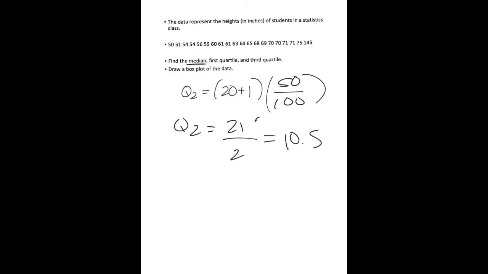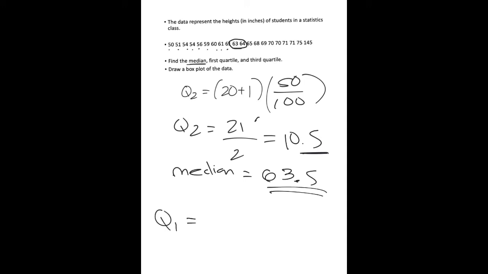We have 20 observations, so the location of Q2 is (20 plus 1) times 50 over 100. So Q2 is 21 divided by 2, which equals 10.5. Let's count it out: 1, 2, 3, 4, 5, 6, 7, 8, 9, 10. So the median is somewhere between 63 and 64. It's halfway between them, so without doing any work here, the median is in fact 63.5. So there's our first point.